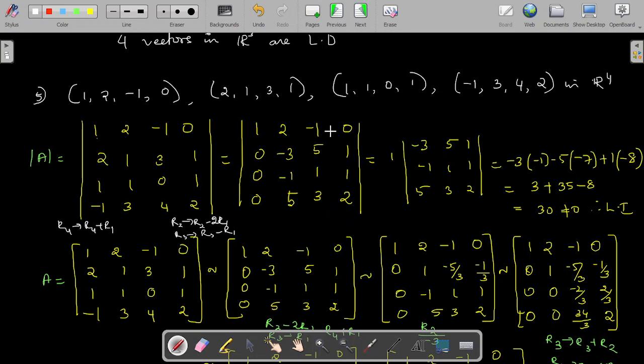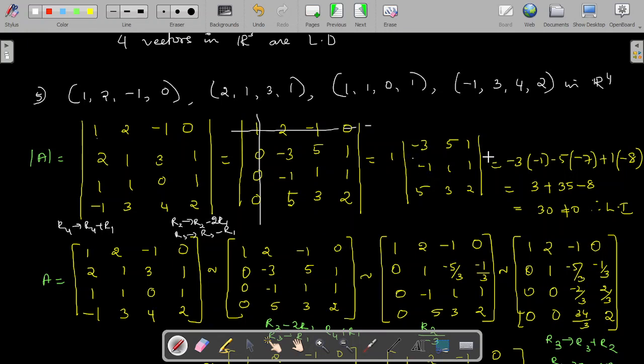Now you have to evaluate this along this column. So delete this first row and first column. Then you will have minus 3, 1 into minus 3, 5, 1, minus 1, 1, 1, 5, 3, 2. Next, the first column is already deleted. Second row: when you delete the second row, 0 into any 3 by 3 determinant becomes 0. So that's why we apply the elementary operations.